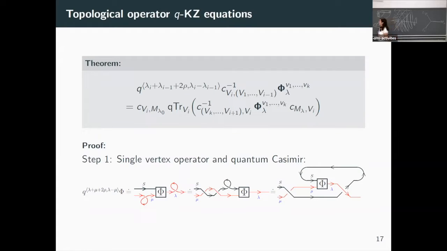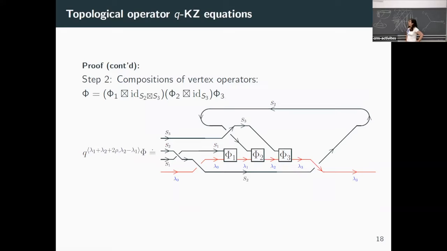Yeah, so this is really the replacement of the two twists by the scalar that we put in front. Okay, then we can do the same thing with compositions of vertex operators. So the idea is that we put twists both here, and then we do the computation as on the last slide, and then we can basically pull the strand labeled by S2 all the way through both phi 1 and phi 3, so to get this.